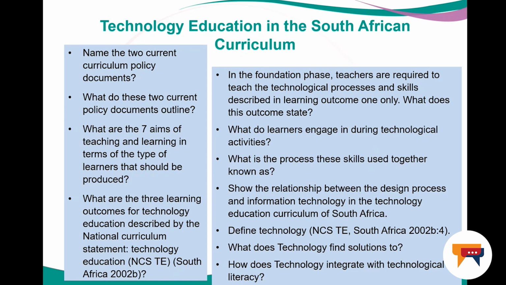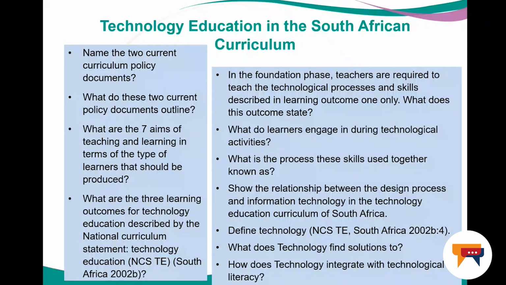So what are the three learning outcomes for technology education described by the National Curriculum Statement, Technology Education, NCS? This is where you describe technological processes and skills, which is your learning outcome one, and technological knowledge and understanding, your learning outcome two, and the interrelationship between technology, society, and the environment, which would be your learning outcome three. And then these questions that I've created are just so you can reflect while reading through your study guide.